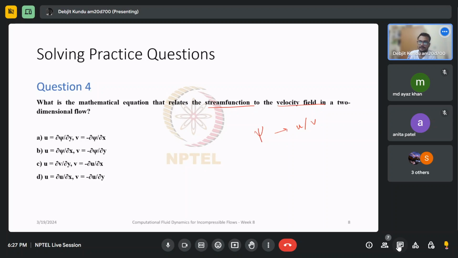Is it option A, u equal to dou psi dou y and v equal to minus dou psi dou x? Is it option B, u equal to dou psi dou x and v equal to minus dou psi dou y? Is it option C, u equal to dou v dou y and v equal to dou u dou x? Or is it option D, u equal to dou u dou x and v equal to dou u dou y? Sorry, these are wrong. These should be something else. Anyway, you just type in the chat box when you have figured out the correct answer to this.